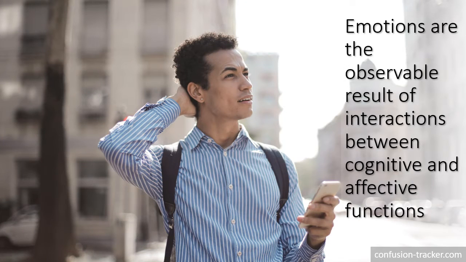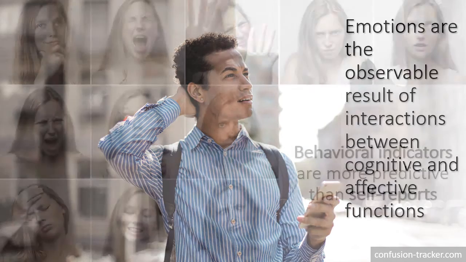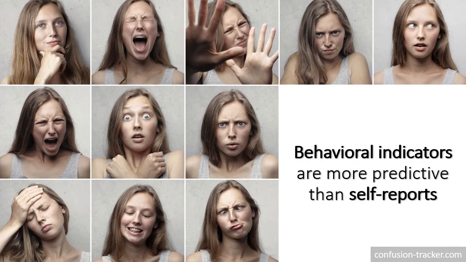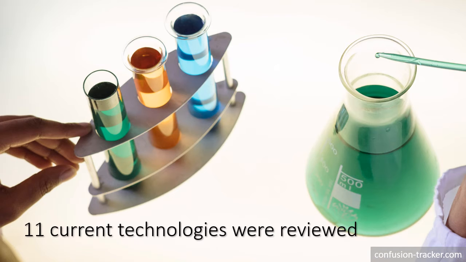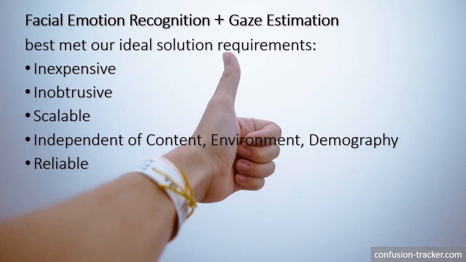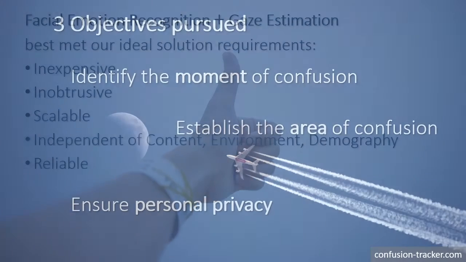Human emotions are observable as the result of the interactions between our cognitive and affective functions. And we also know that behavioral indicators are far more predictive of learning than self-reports. 11 current technology options were reviewed. And we determined that facial emotion recognition with gaze estimation met the ideal solution requirements the best.